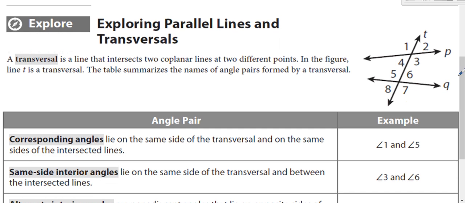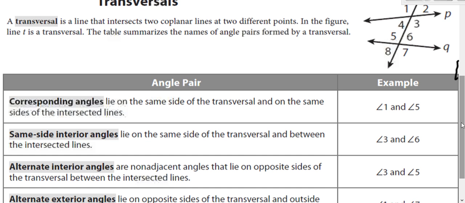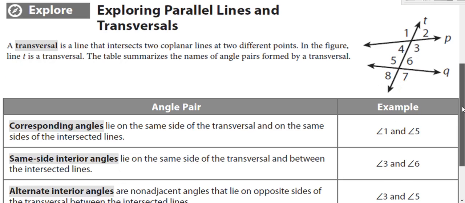So here's two lines, P and Q, with a transversal. Transversal just means it's a line that goes through the two of them. So T would be our transversal. So when you have that, you have a lot of different angle pairs that we give special names to.